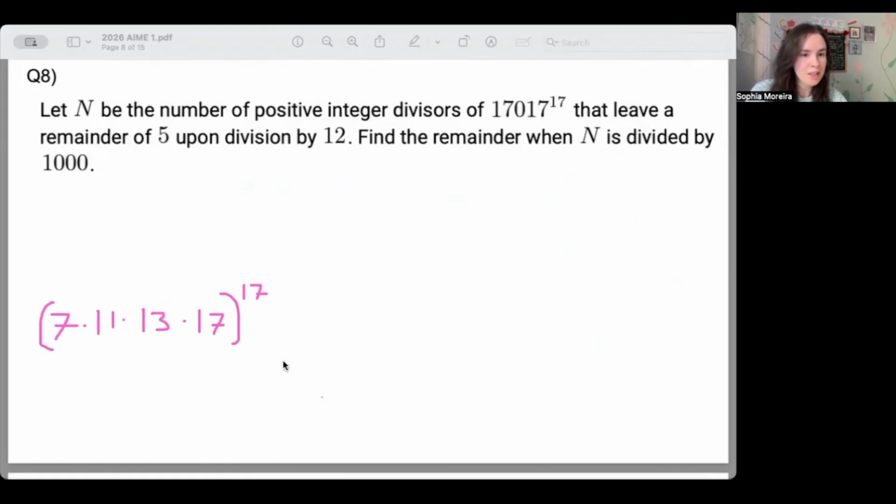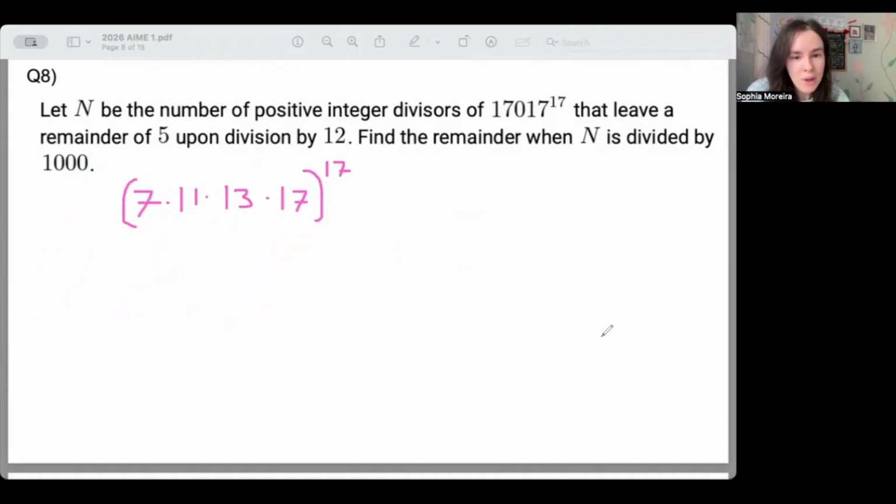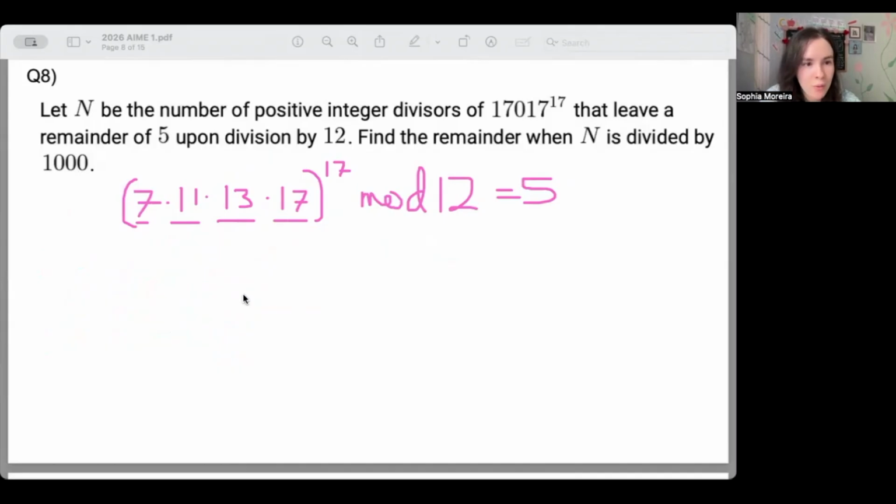When considering this situation and we want to mod by 12, we can think about each of these individual digits. Mod 12, I want this to equal 5. I'm going to consider each of these different factors to be something mod 12. 7 mod 12 still feels like 7, but since we're looking for a remainder of 5, 7 plus 5 is 12, so that 7 is actually equivalent to negative 5. So we have negative 5 here to the power of 17.